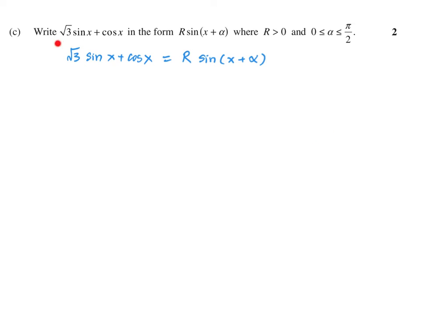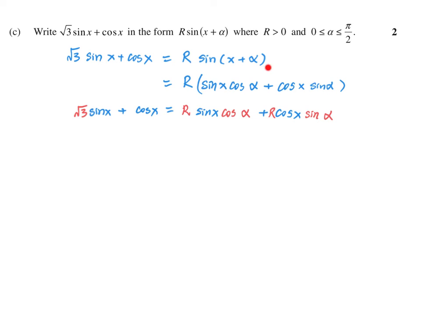Question C asks you to rewrite root 3 times sine x plus cosine x in the form of a constant R times sine of an angle, where R should be positive, and this angle alpha should be between 0 and pi over 2. Therefore, we put these two forms in one equation, and then let's expand the right-hand side into sine x cosine alpha plus cosine x sine alpha, and then multiply this R into the bracket. I try to rewrite the terms in different colors.